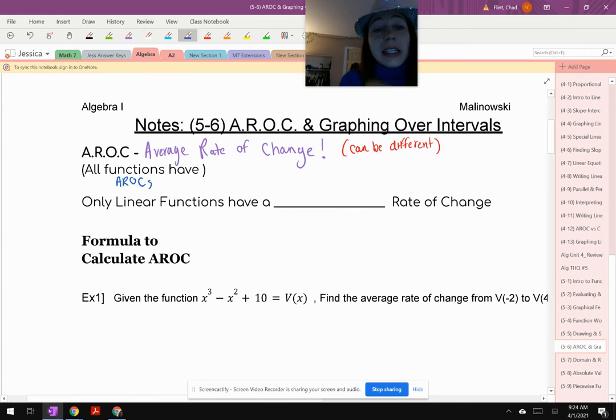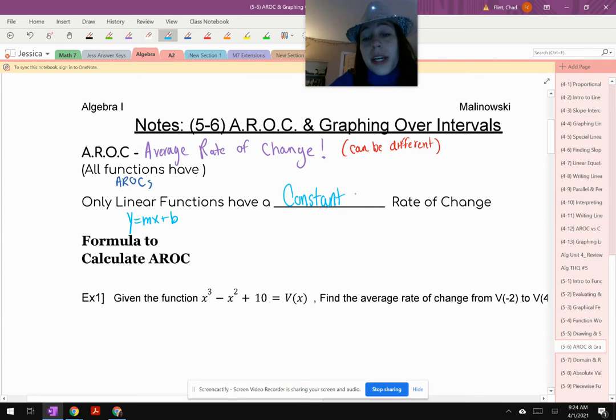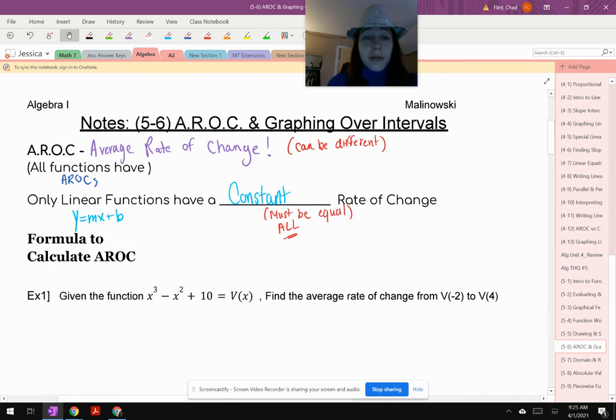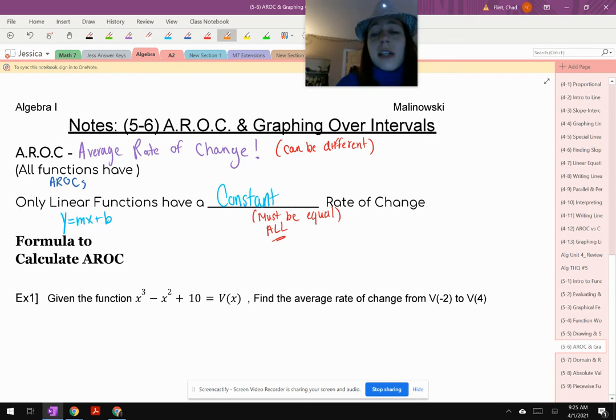But only linear functions, only those y equal mx plus b's, only those straight lines have a constant rate of change. Constant, of course, meaning that they all must be the same, all equal. Let's emphasize that. Another name for a constant rate of change, aka what you might.